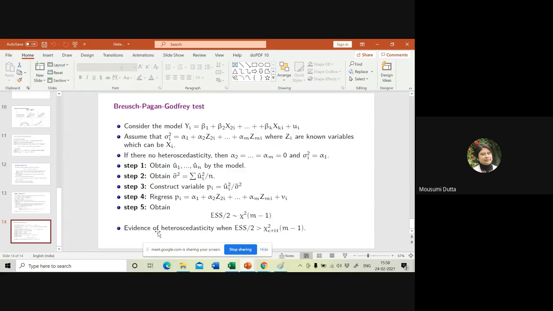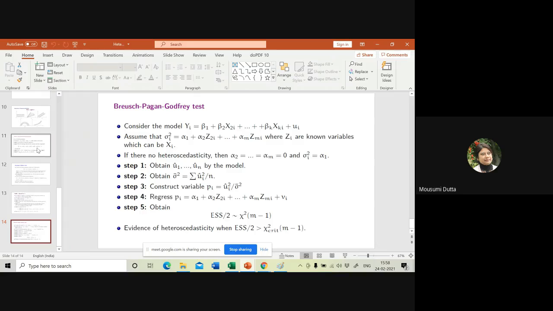If you find your estimated value is greater than the critical value of the chi-square at the same degrees of freedom, you have to discard the null hypothesis. You have to reject the null hypothesis, and that will indicate the evidence of heteroscedasticity.